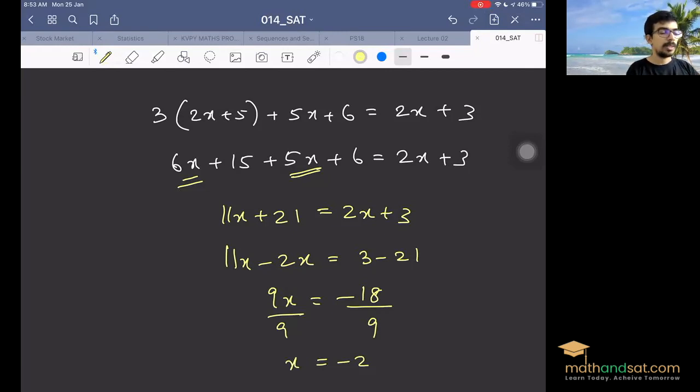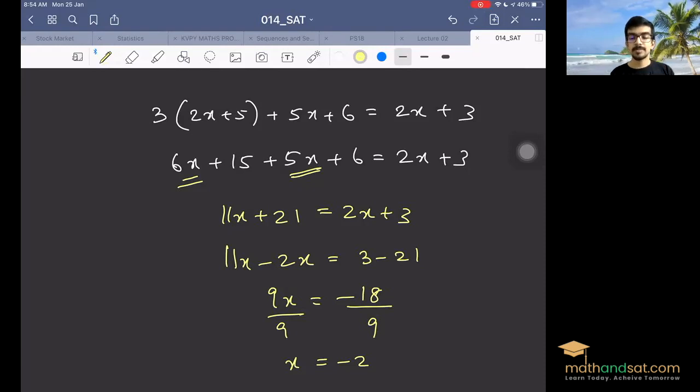Got it? Yes. This is the procedure we followed for linear equations. So we are going to use the same procedure for linear inequalities. The only difference is equality was being replaced by inequality. You can do the same procedure. What are the procedures? You expand the brackets. You combine the like terms. You collect the variables to one side, the constants to the other side. You divide or multiply, add, subtract to undo the operation that is done on the variable, to isolate the variable and get the solution, right? So all this can be done for a linear inequality as well.